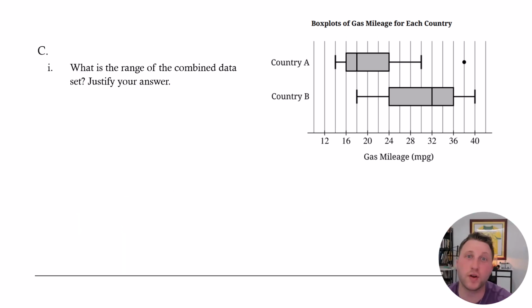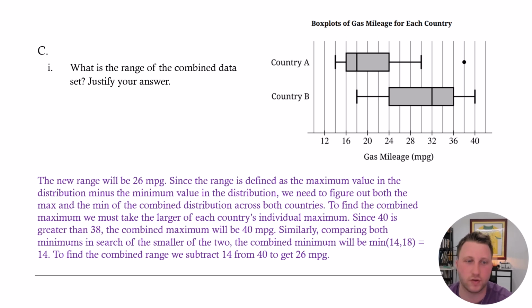So we get to part C, which actually is further broken down into 2 parts, the first of which asks, what is the range of the combined data set? And this part's not so bad, and again, we have to justify. The new range will be 26 miles per gallon. Since the range is defined as the maximum value in a distribution minus the minimum value in a distribution, we need to figure out both the max and the min of the combined distribution across both countries.